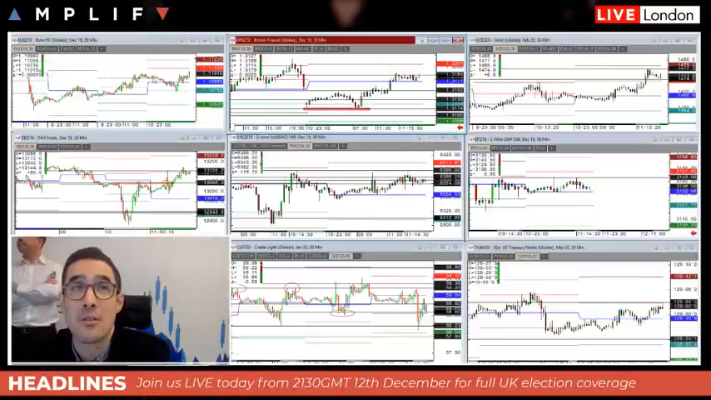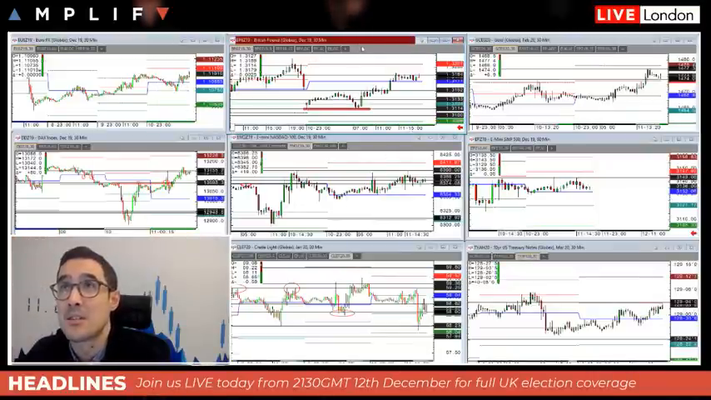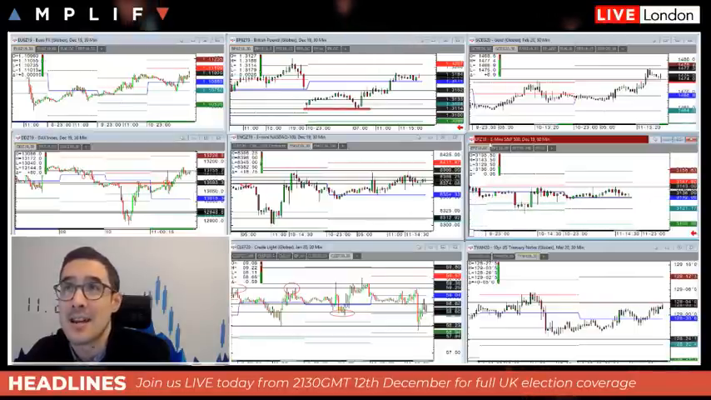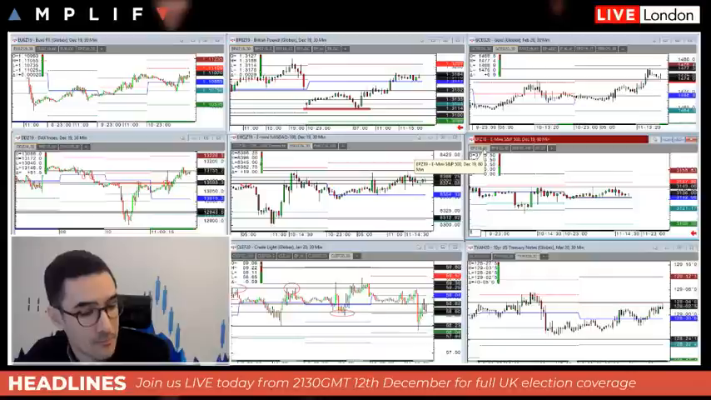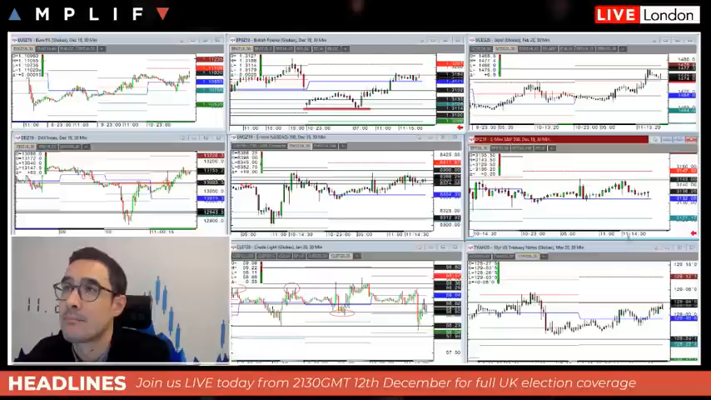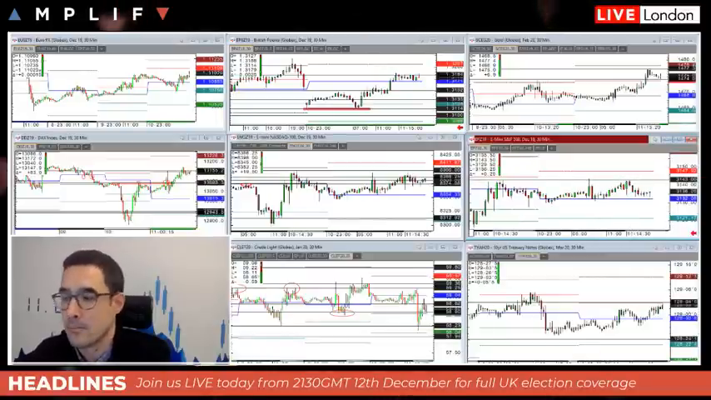My charts, euro, dollar top left, cable center top, gold futures top right. In the middle, you got DAX, NASDAQ, S&P, WTI bottom, US 10-year bottom right. 10 seconds. 10 seconds. Live, yeah.